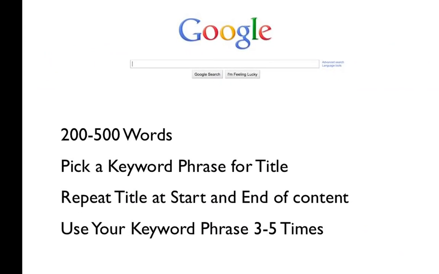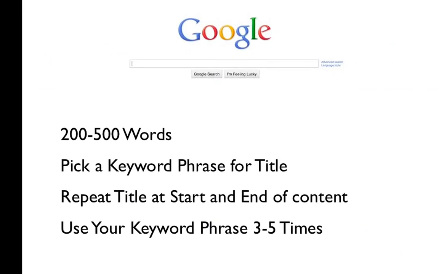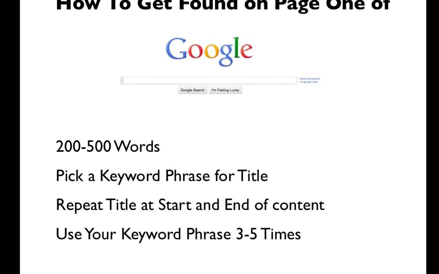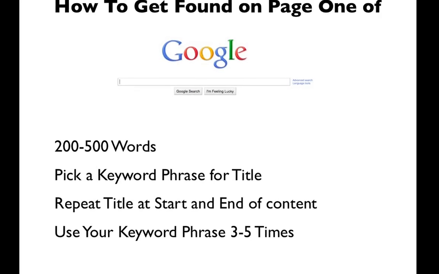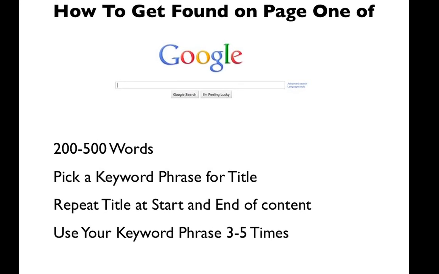So let's dive in and talk about some of these fundamentals, okay? These are the four main points that we're going to make sure we get into every blog post if our goal is to get it to rank in the search engines. The first one, 200 to 500 words, okay? So we're going to be writing pieces of content that are 200 to 500 words. We're going to pick a keyword phrase for the title of our blog post. We're going to repeat that keyword phrase or that title at the start and the end of our content, and then we're going to use our keyword phrase 3 to 5 times throughout the body of the post. I'm going to go through 2, 3, and 4 individually.